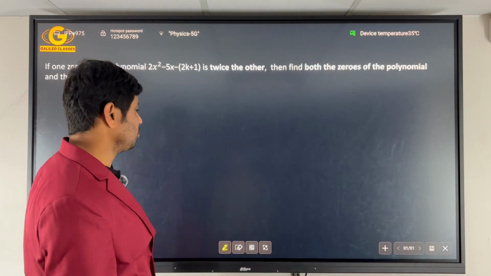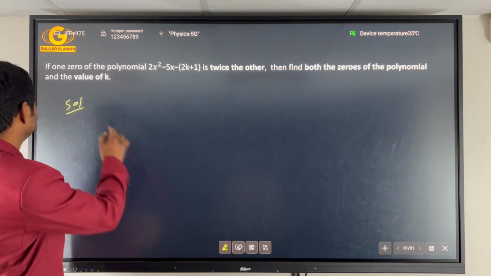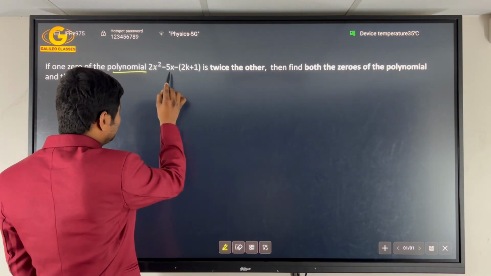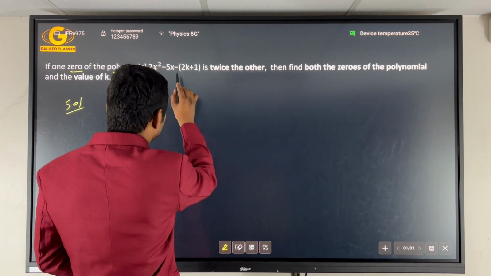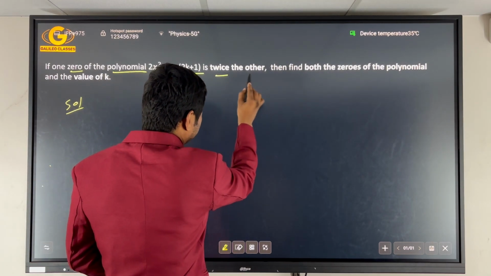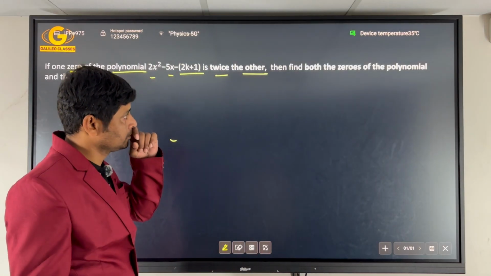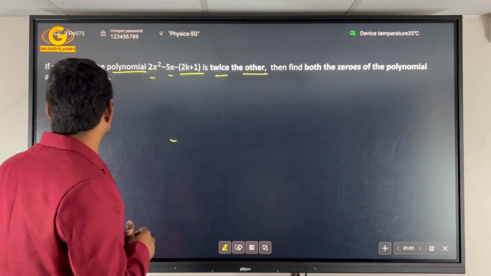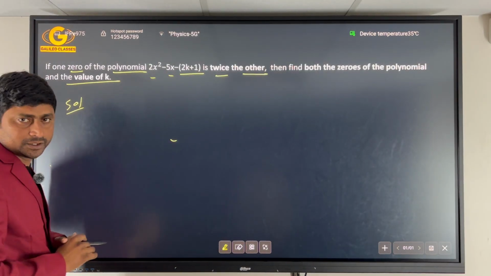The next question of the polynomial is: if one zero of the polynomial 2x square minus 5x minus (2k plus 1) is twice the other, then find both the zeros of the polynomial and the value of k.